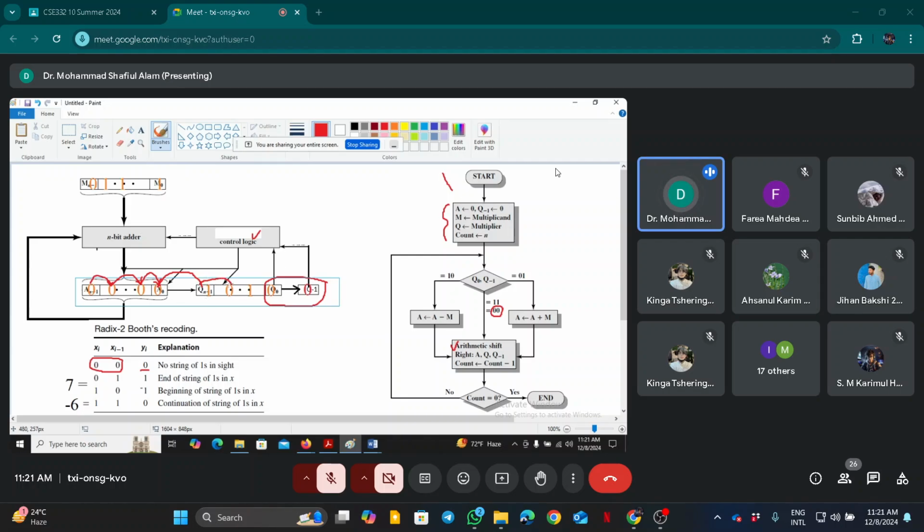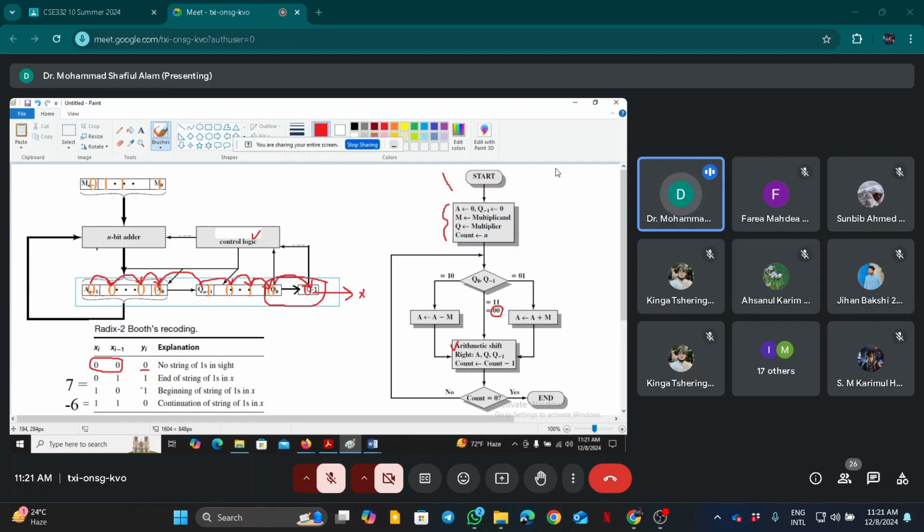This one would be shifted here, shifted here, shifted here. This one would be shifted here, and the initial content would be discarded.